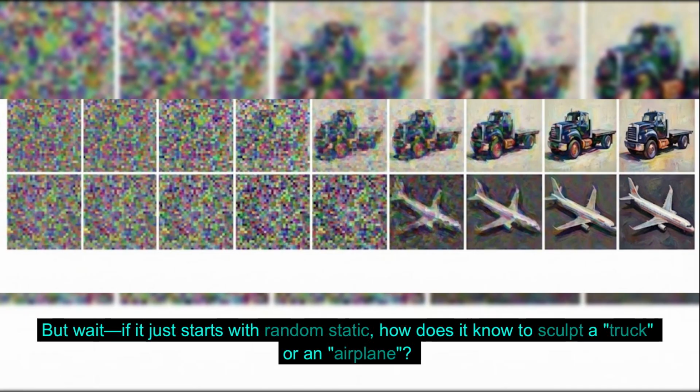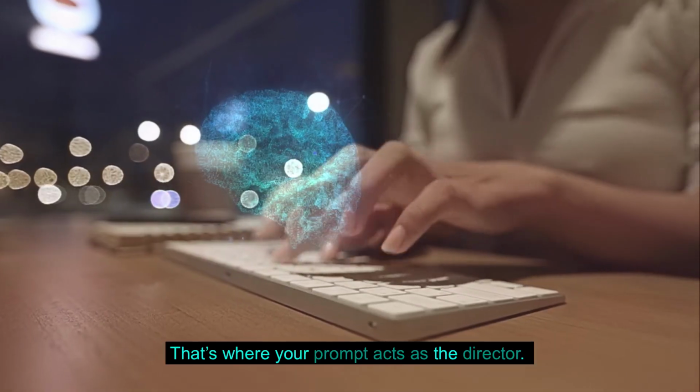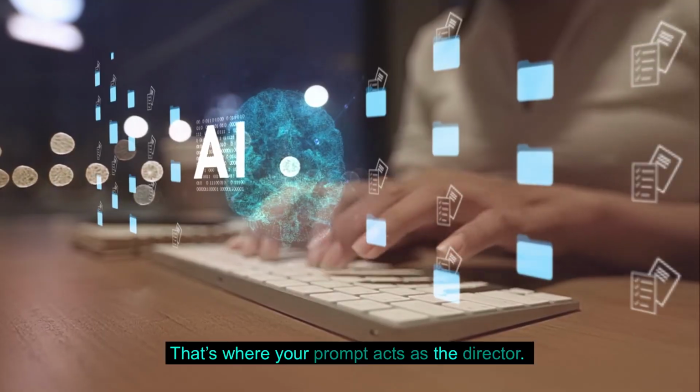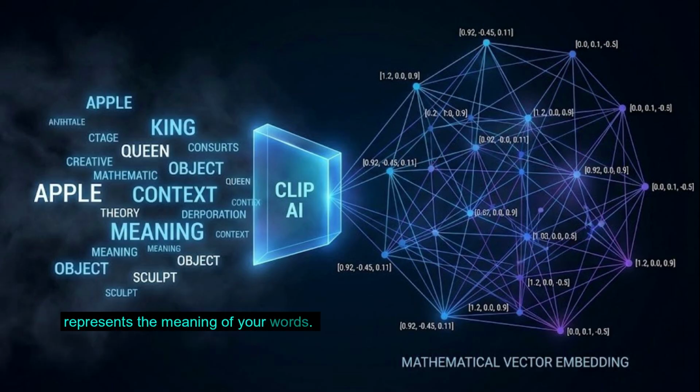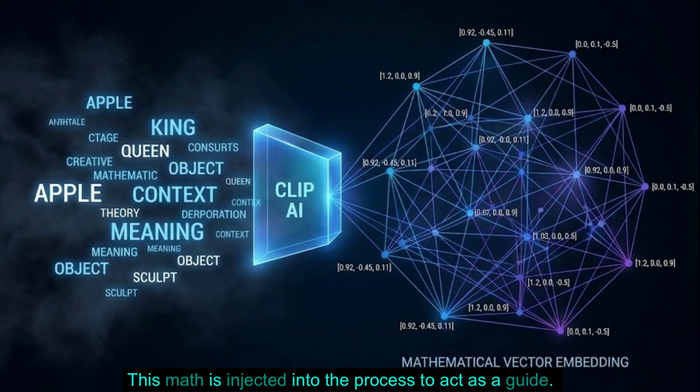But wait, if it just starts with random static, how does it know to sculpt a truck or an airplane? That's where your prompt acts as the director. Before the sculpting starts, your words are translated by a separate AI, often called CLIP, into a complex mathematical vector, basically a list of numbers that represents the meaning of your words. This math is injected into the process to act as a guide.